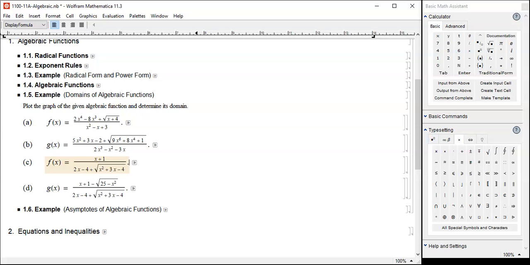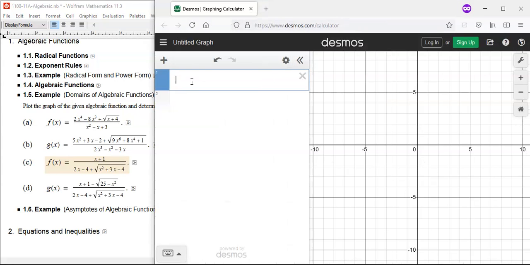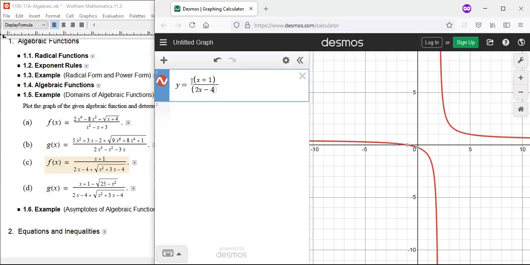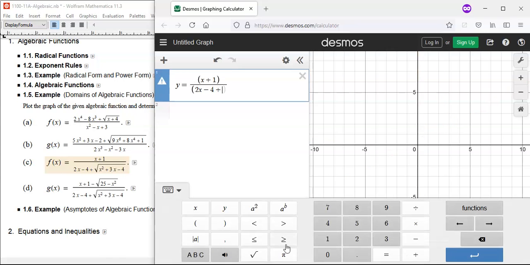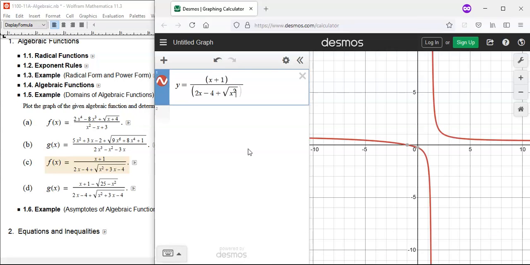All right, we have a radical here. Inside of the radical is greater than or equal to 0, and the entire denominator is not equal to 0. We'll have to consider both of them. How about the graph here? Okay, all right. y equals x plus 1, that's the numerator, and the denominator is 2x minus 4 plus, I need this square root, and then x squared plus 3x minus 4.